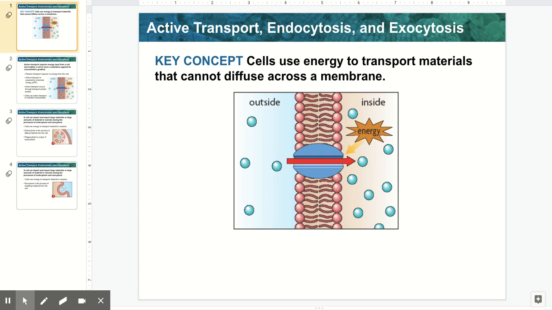Hi, today we're talking about active transport, endocytosis, and exocytosis.